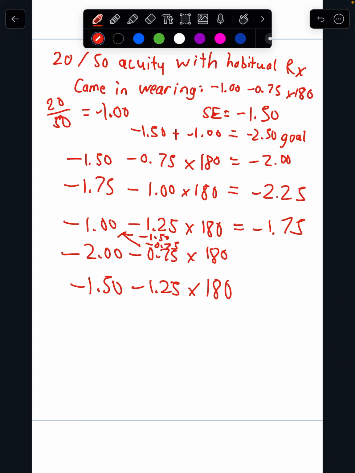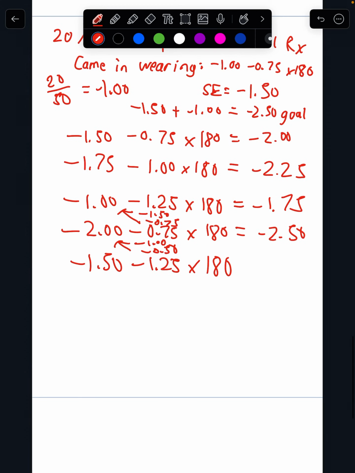Now we're on the fourth one. So -0.75, I will round up to -1. I'll take half of that, which is -0.50. I'll add that to -2, and that equals -2.50. So this one fulfills our target.